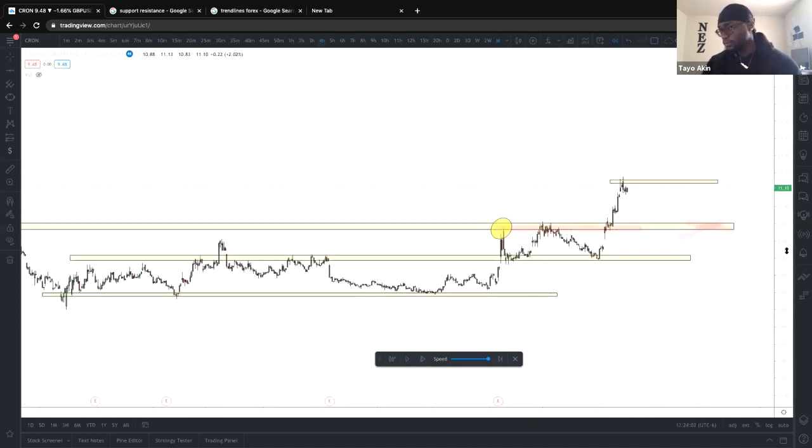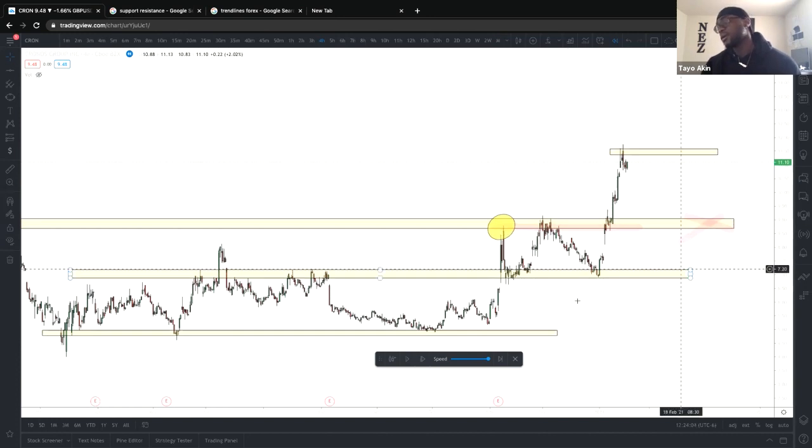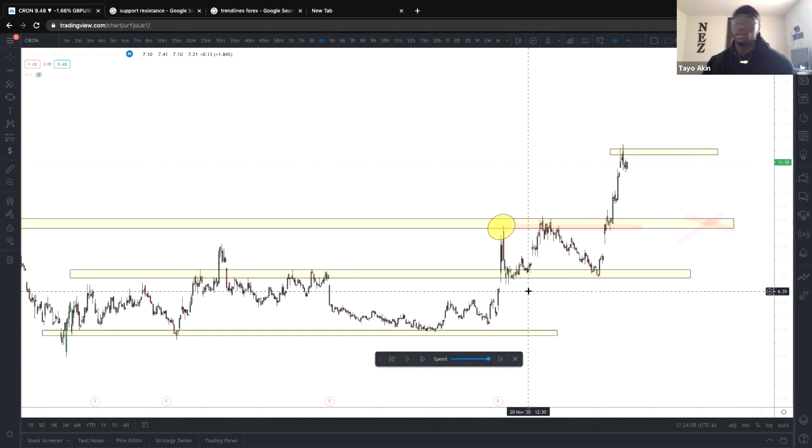So as I'm saying, make sure you are reading your zones correctly. Make sure that it hits the zone at least twice. If it's just once, you're just playing a risky game.